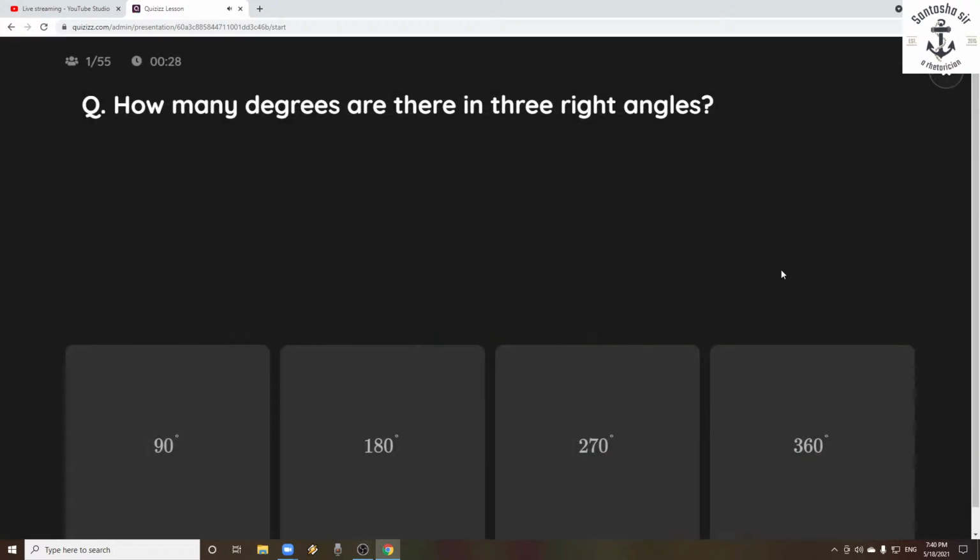How many degrees are there in 3 right angles?